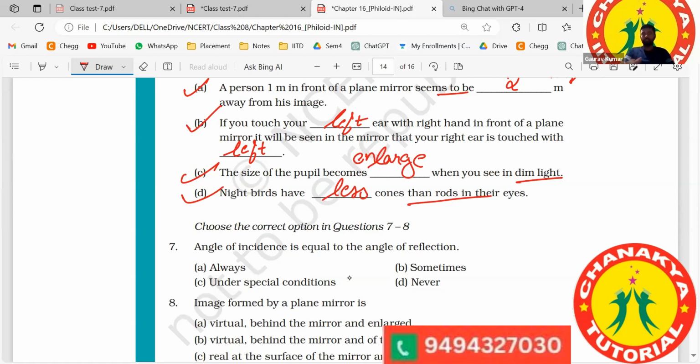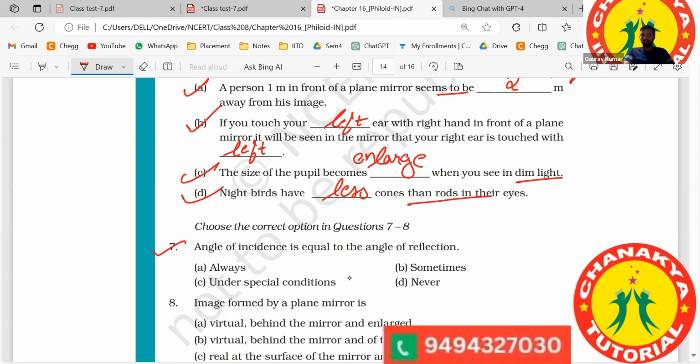What does this mean? Can you explain me? Because rods adjust to dim light, sir. Rods adjust to black and white light, and cones adjust to bright light, and they help in detecting color. Since the night birds don't have to detect the color in the dim light, they have more rods than cones. Very good. Well explained.